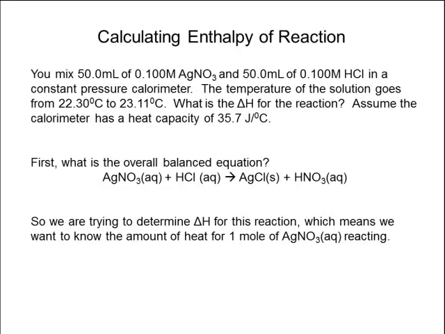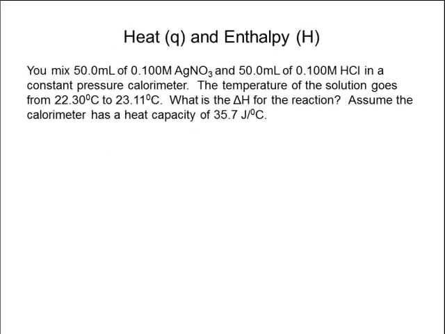Now normally we'd also want to consider limiting and excess reagents. Whichever one is going to be the limiting reagent is going to determine how much heat we can produce. But in this case we have equal amounts of these mixings, so we're not concerned about limiting or excess reagent. Main thing though, when we go to calculate delta H, we have to calculate it for the number of moles in the reaction.